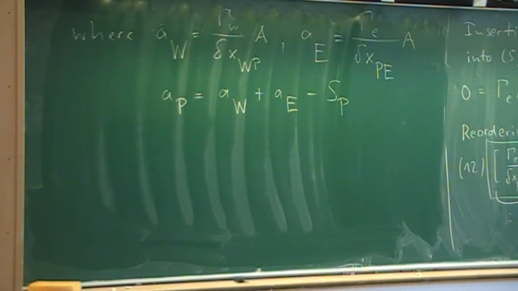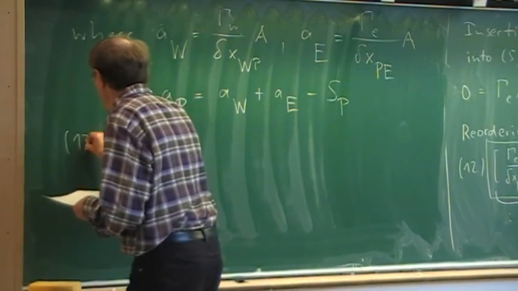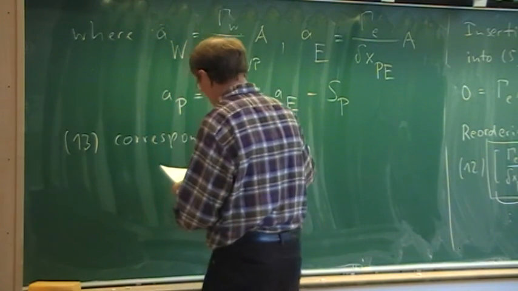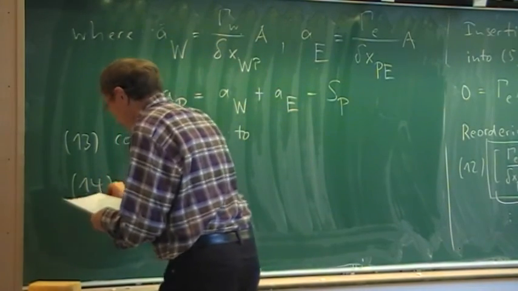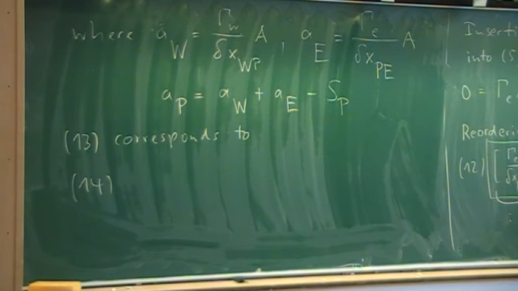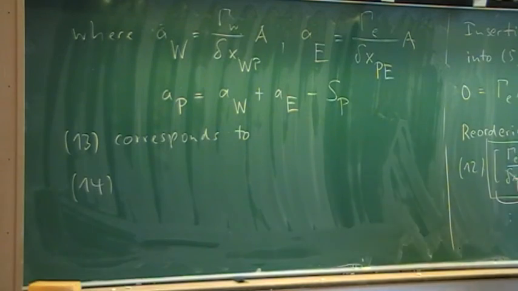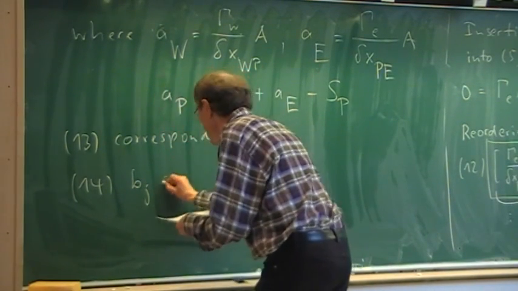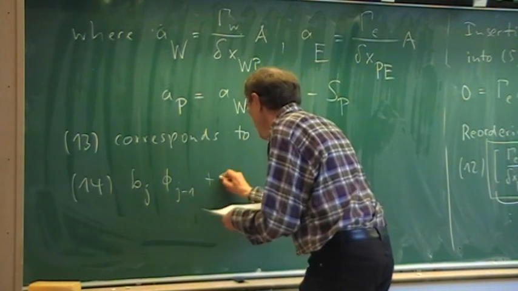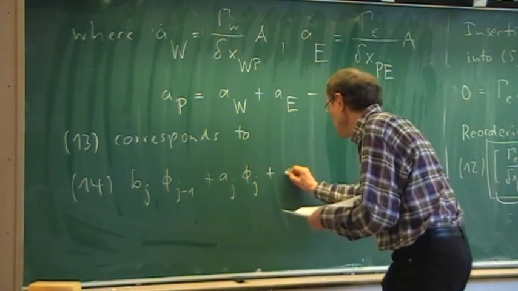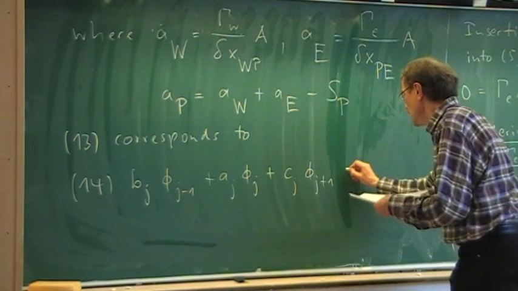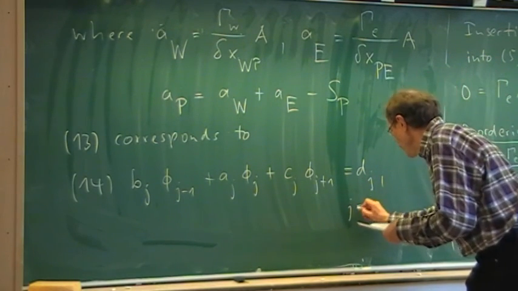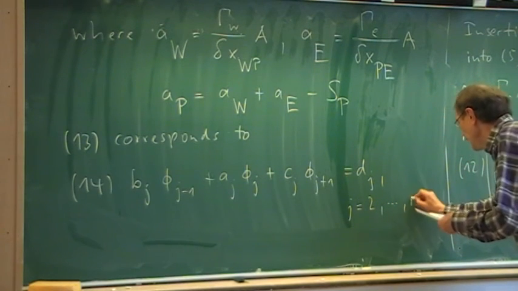And that is typical. So then we have the letter notation with capital P, W, and E. But we can also write this in the form of the index notation. So equation 13 corresponds, to use now the index notation, that would be then 14. And now I take the freedom to move these to the left-hand side. And then I introduce the following notation: Bj phi j minus 1 plus Aj phi j plus Cj phi j plus 1 is equal to Dj. And this is true in our notation for 2 to nj minus 1.